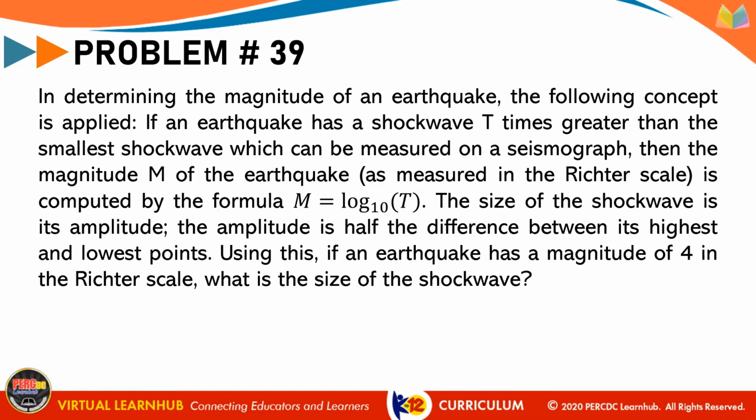Problem number 39. In determining the magnitude of an earthquake, the following concept is applied. If an earthquake has a shockwave T times greater than the smallest shockwave, which can be measured on a seismograph, then the magnitude M of the earthquake, as measured in the Richter scale, is computed by the formula M equals log of T to the base 10. The size of the shockwave is its amplitude, and the amplitude is half the difference between its highest and lowest points. Using this, if an earthquake has a magnitude of 4 in the Richter scale, what is the size of the shockwave?